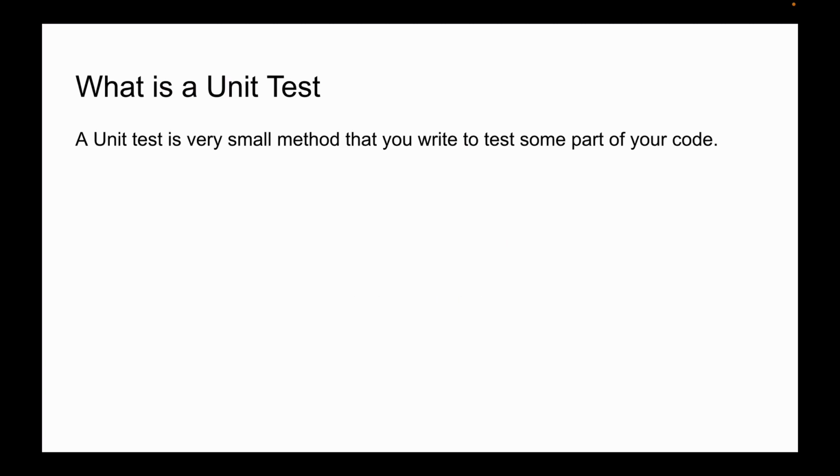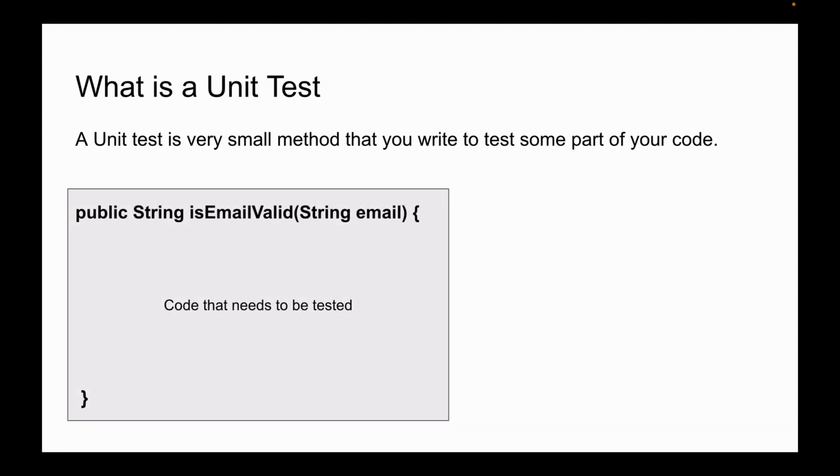So, what is a unit test? A unit test is a very small, self-contained method that you write to test some part of your code. Let's say you have a method in your Java class that needs to be tested. To make sure that this method works as expected, you will need to write one or more unit tests. Each unit test is a very small Java method that you create. It is a small piece of code that you write to invoke the method you are testing.